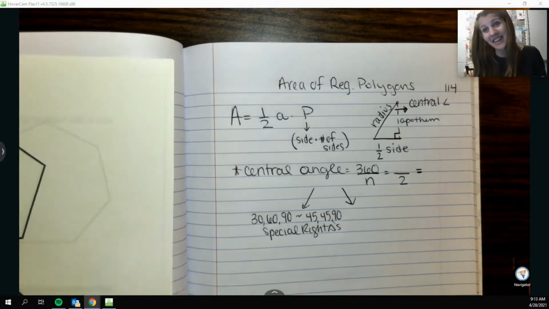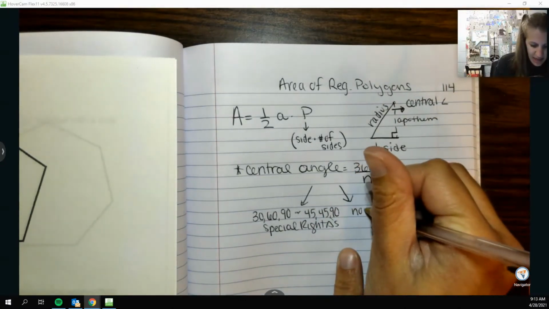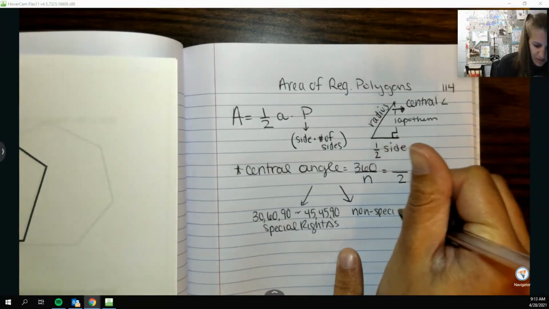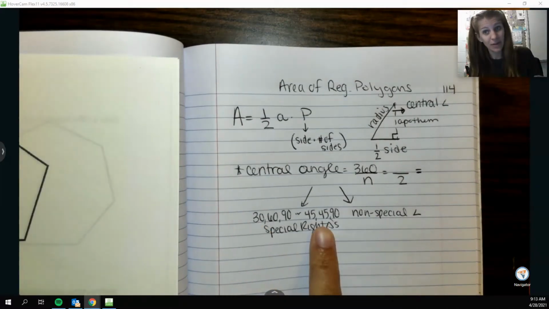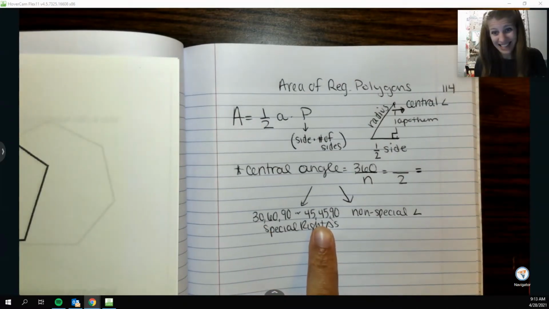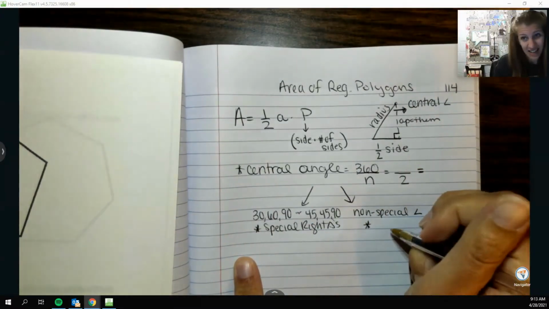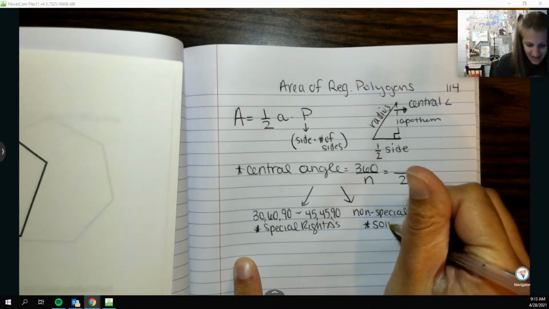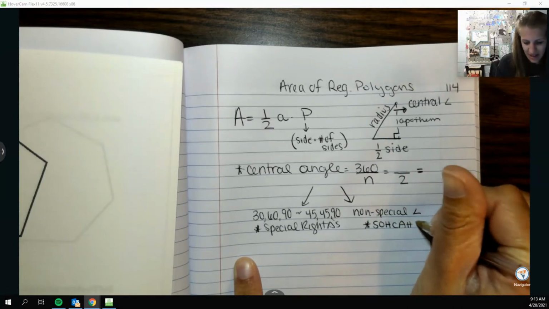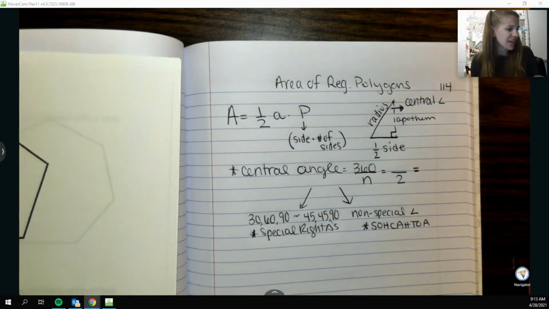This means that this time we're going to talk about the more unfortunate thing when you get a non-special right triangle angle. So a non-special angle, not a 30, 60, or a 45 angle. So anything else, which means that you're going to have to use trig to figure out, like sine, cosine, or tangent. So we're going to want to remember SOH CAH TOA, and use trig to figure out the missing sides for apothems that we need.